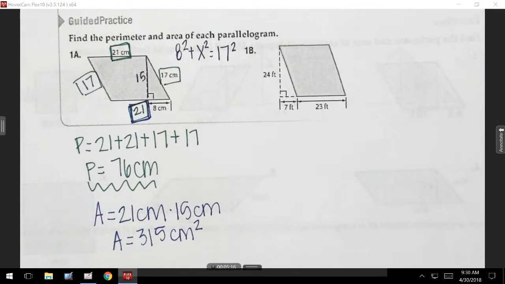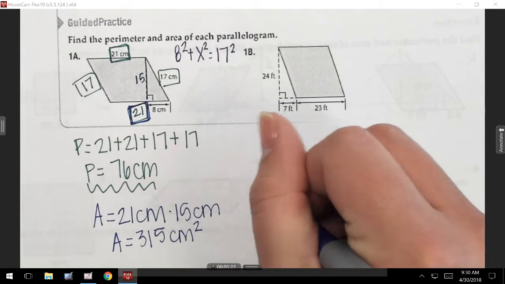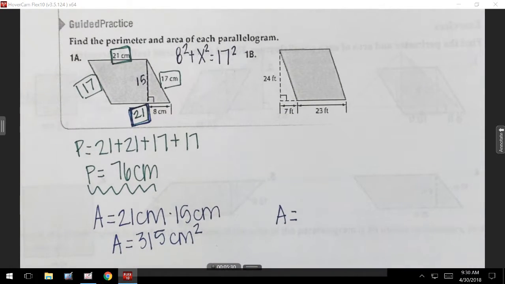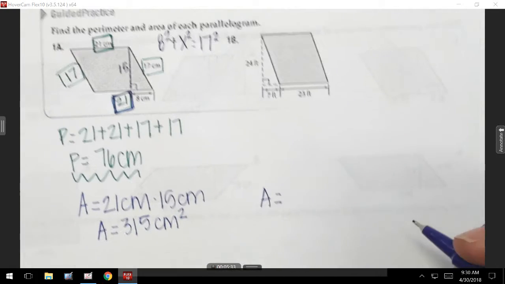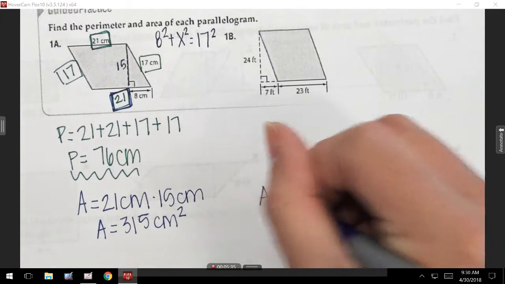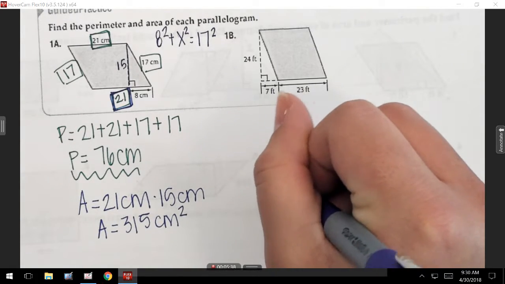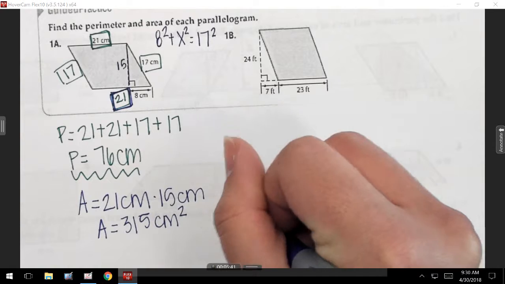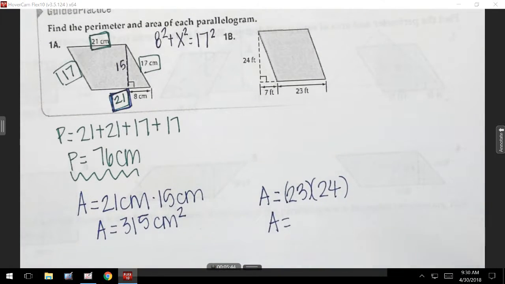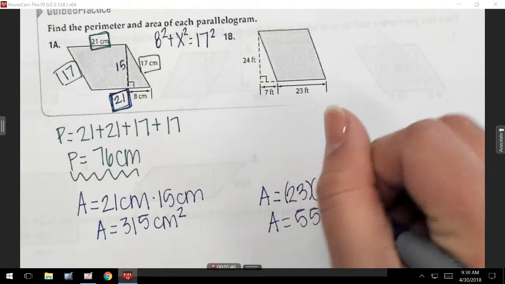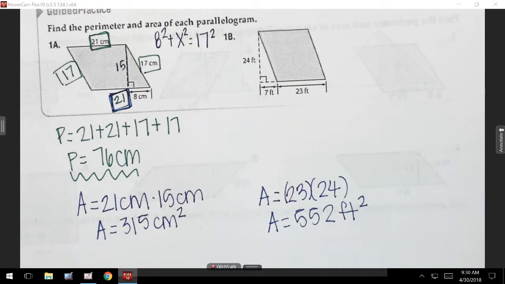Okay, 1B. What can I find right now without solving for anything? I can find the area. So, let's go ahead and do the area. Zach, what is the base and the height of this parallelogram? 23 and 24. Good. Multiply those two numbers together, you will have the area. If you don't put your units in squared, I am going to take off points. I hate taking off points for that, but you have to.